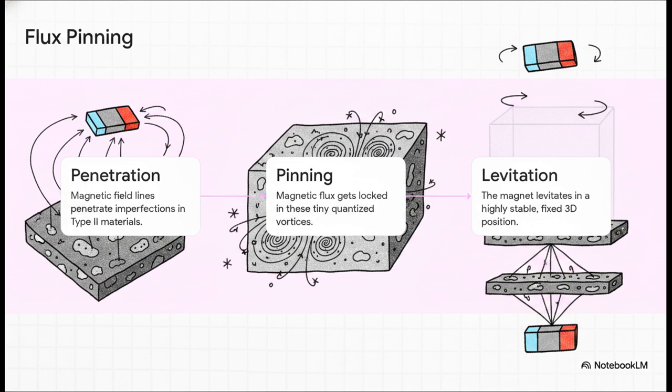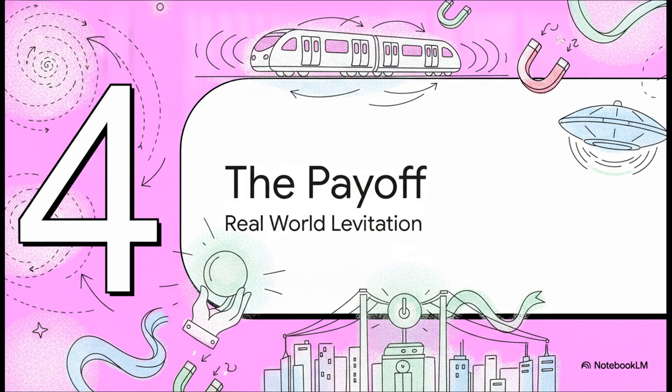You can push it, you can spin it, you can even turn the entire superconductor completely upside down, and that magnet, it will remain perfectly suspended beneath it. No way, right? It's amazing. Which brings us to the payoff, real-world magnetic levitation.